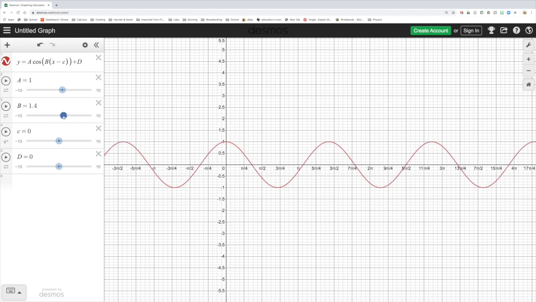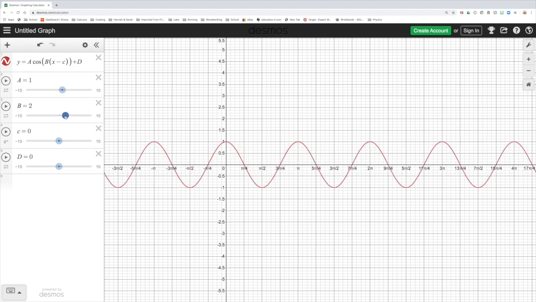If I make B be 2, look what happens. Now, instead of having a wave from 0 to 2 pi, the wave starts to repeat at pi. Why? We're taking the horizontal distances and not multiplying by 2, we're actually halving them, because it's the reciprocal of this. So what we did is take half of 2 pi. And what's half of 2 pi? Pi. Now, what if I make this be 1/2?